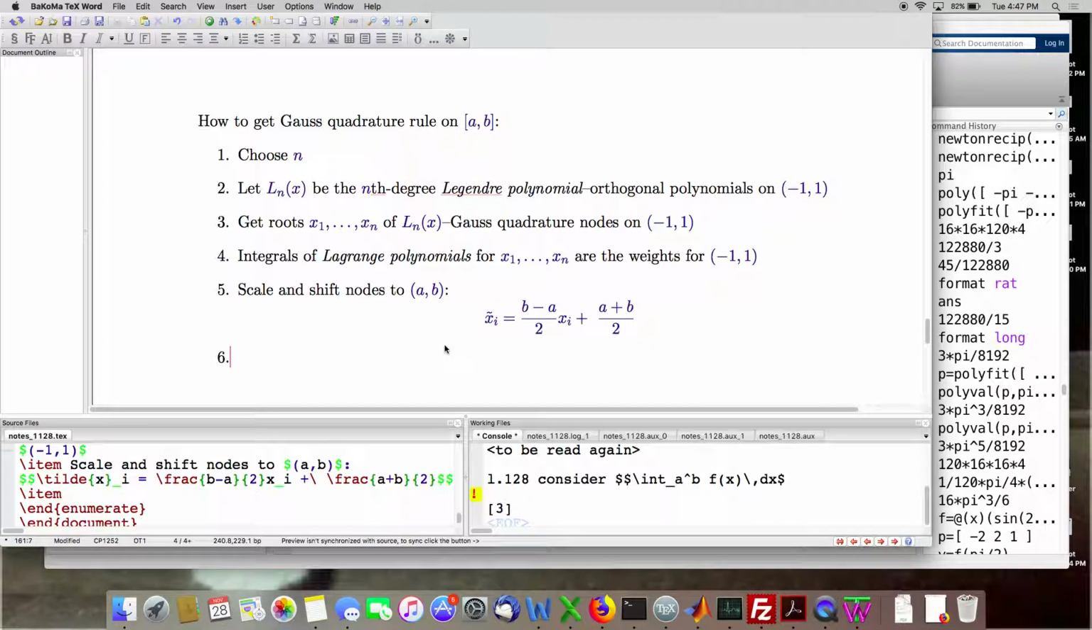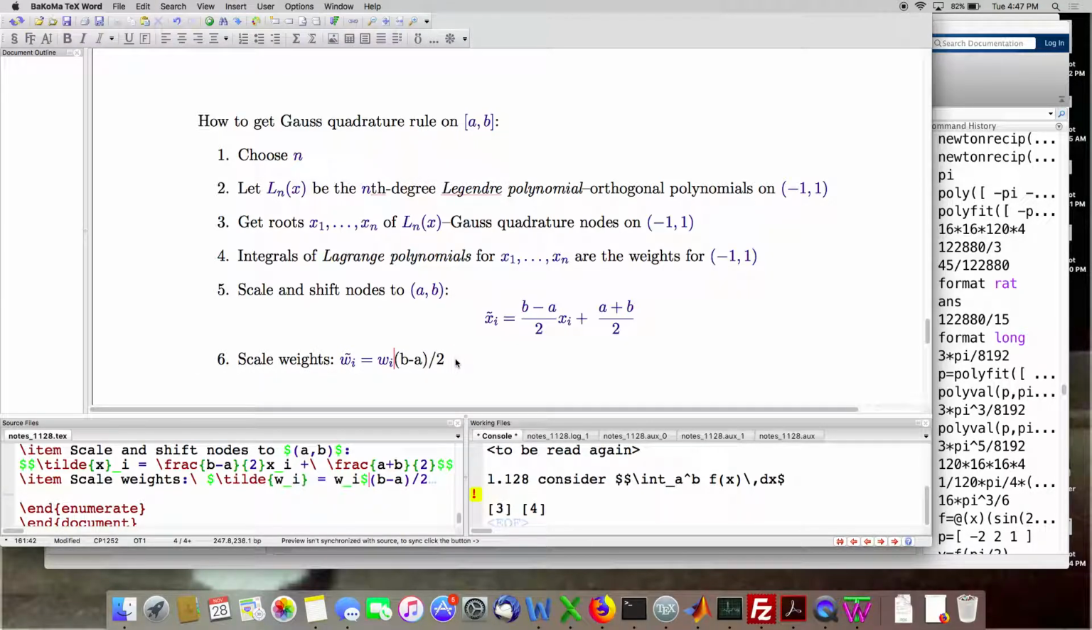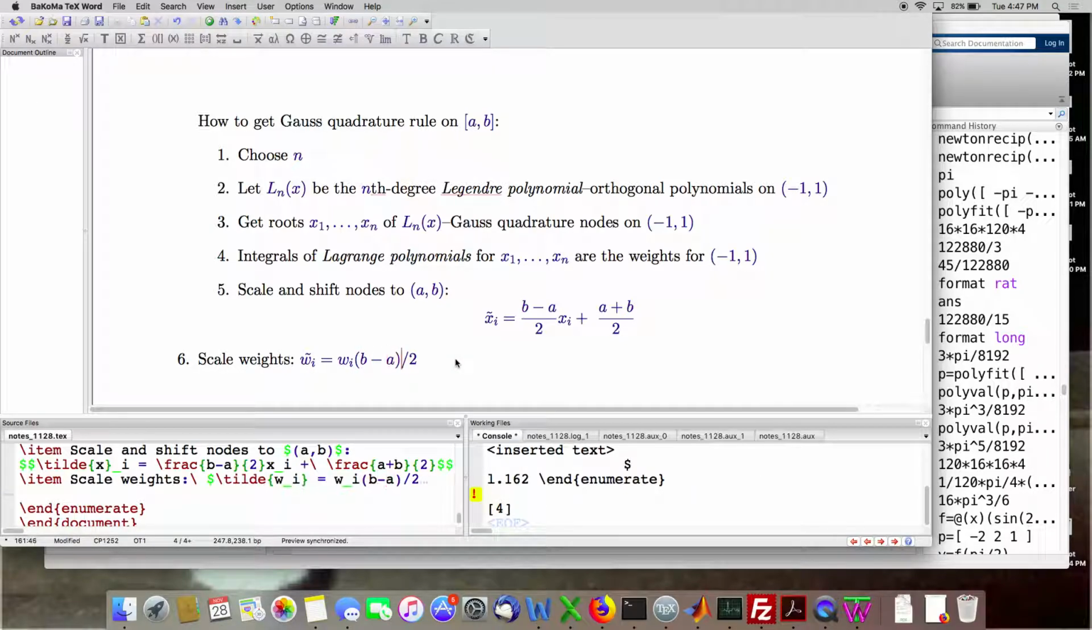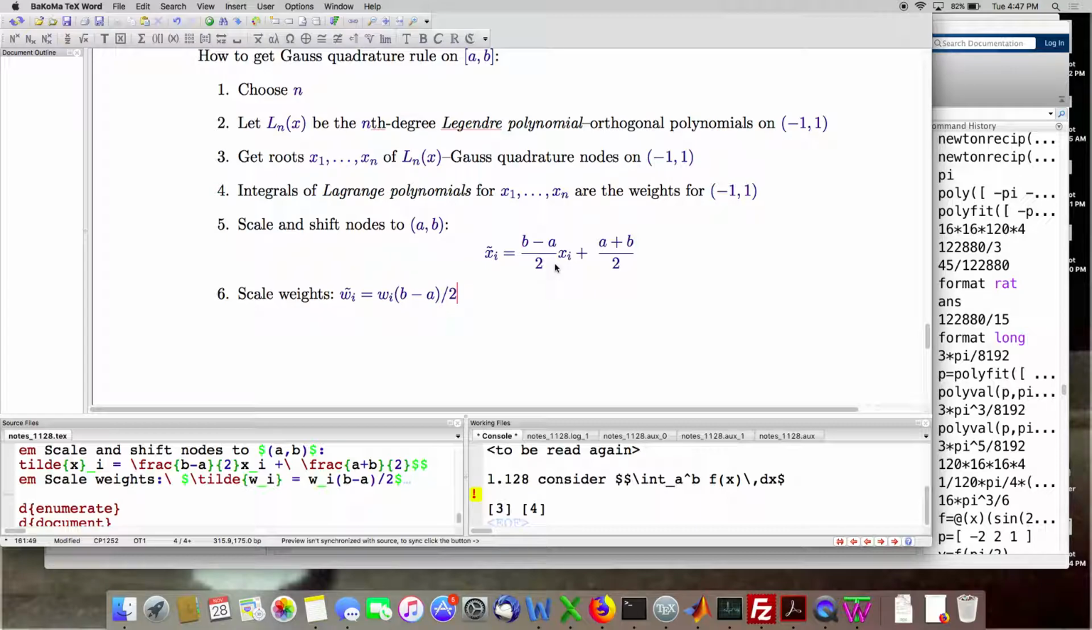And then all we have to do is scale the weights. So that works very similarly. We just multiply the old weights. Actually, I'll put it over here. We just multiply those by (b - a)/2. Okay. All right. And there you have your Gaussian quadrature, your Gauss quadrature rule.